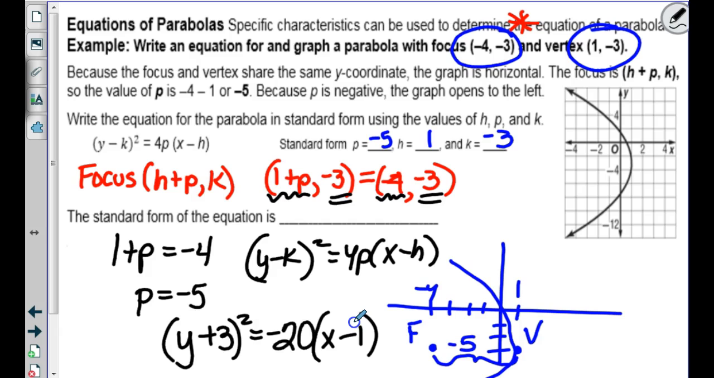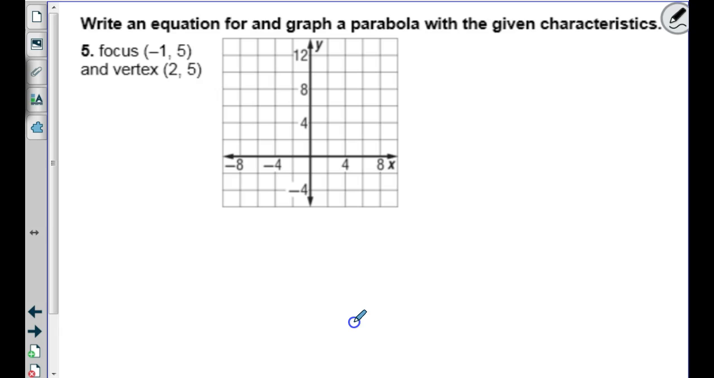So for the next one, do you want me to start with the recipe instead of conceptually? If this is the focus and this is the vertex, what are H and K? Yeah, this is H and K, right? So H is 2 and K is 5.